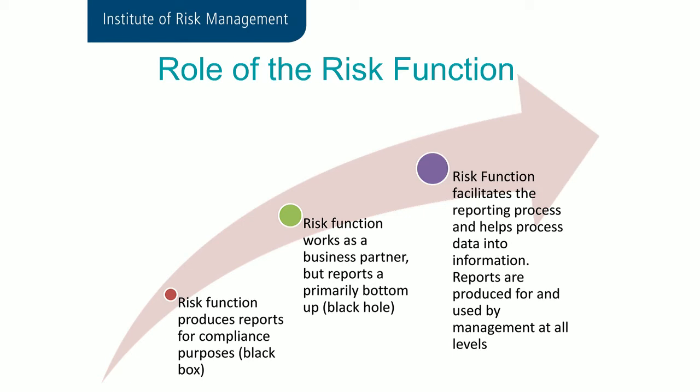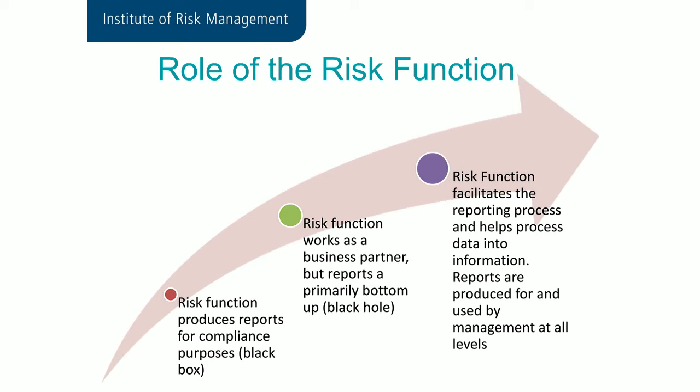Luckily, I see them at the bottom end, which is where the risk function produces the reports itself for compliance purposes. So, reports are purely produced by the risk function, and I call that the black box approach, because, how is the risk function producing those reports? What information is the risk function using to produce those reports? And certainly in the early days, it was really more about the opinions of the risk function.